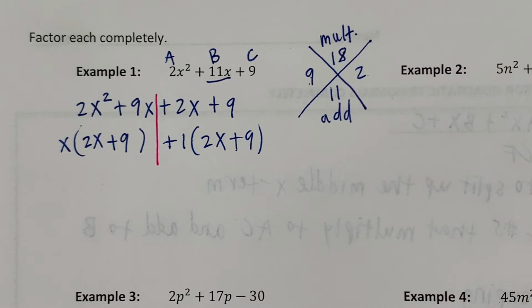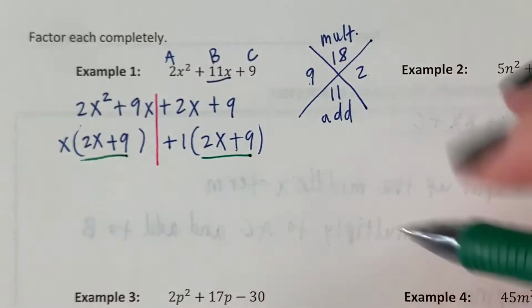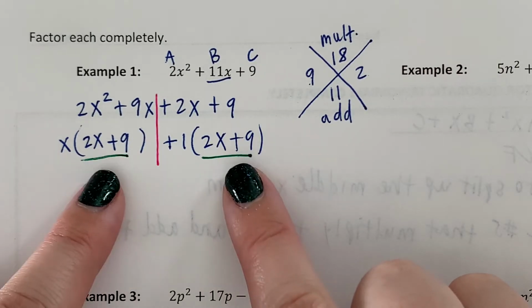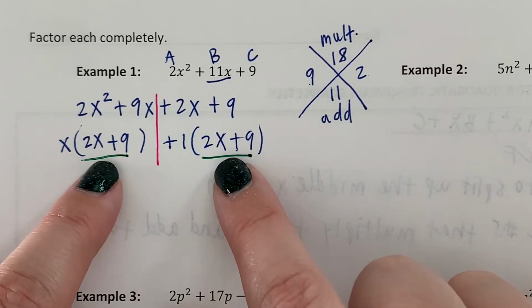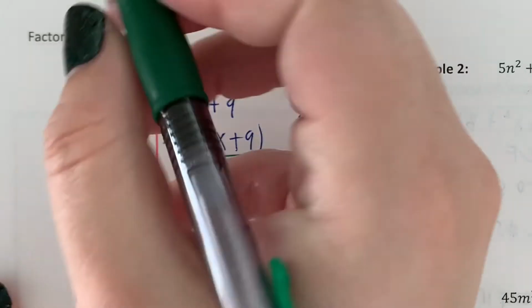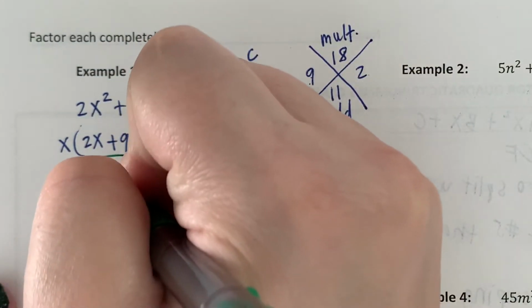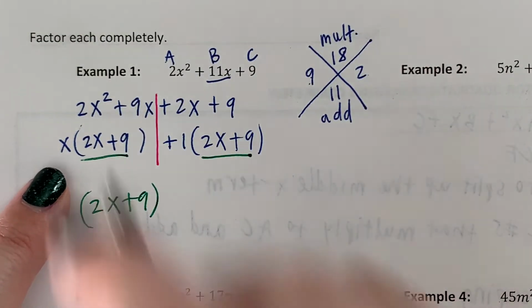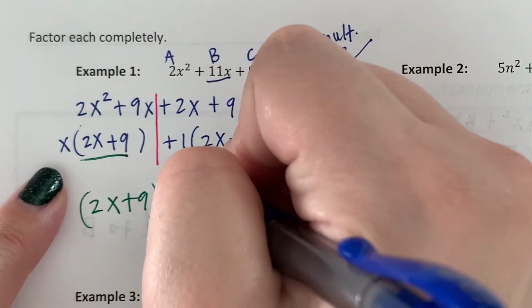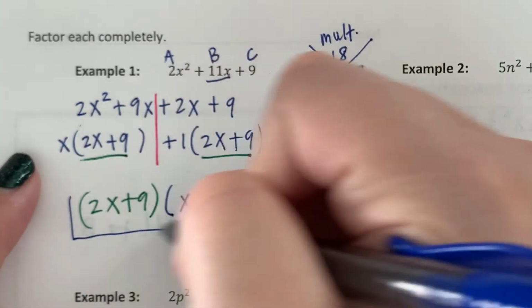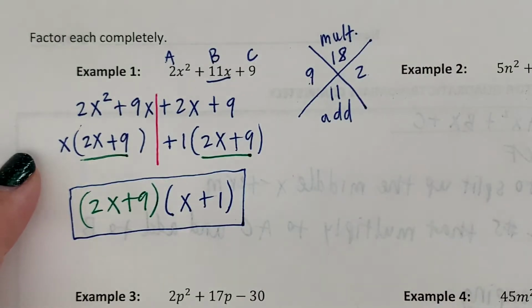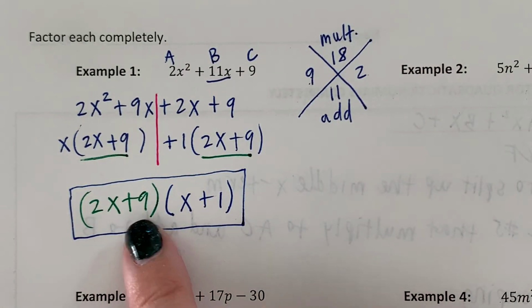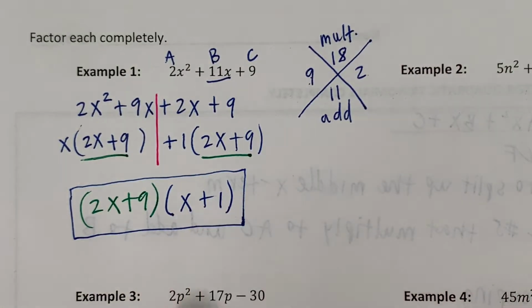So now to finish up the factor by grouping, I should notice that I have a common polynomial factor here. This has to work out to be the same. If it doesn't, then you made a mistake. So I can pull out that common polynomial factor, which is 2x plus 9. So that would be one factor. And then my leftovers, those are the other factor. I'm left with an x and a positive 1. So those would be my two factors, 2x plus 9 and x plus 1.